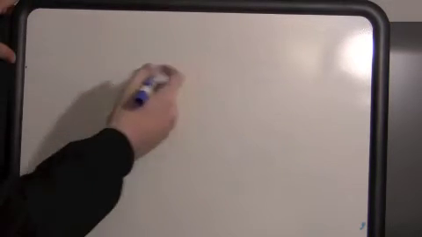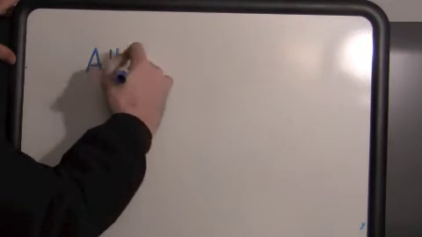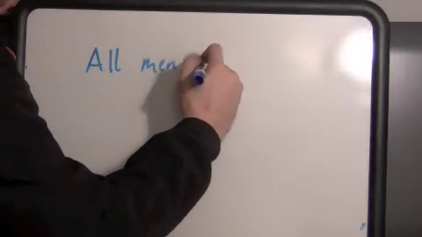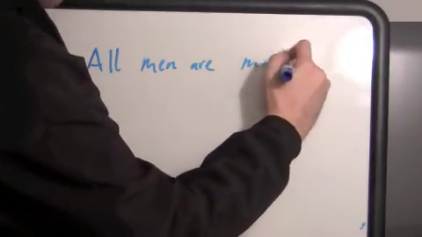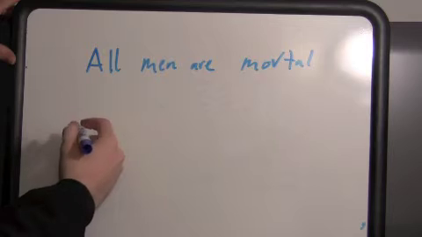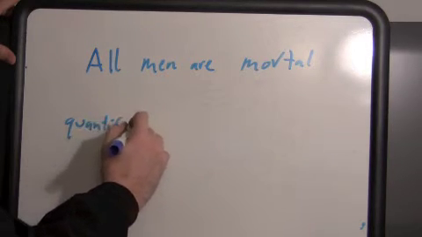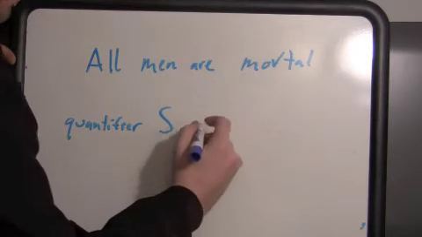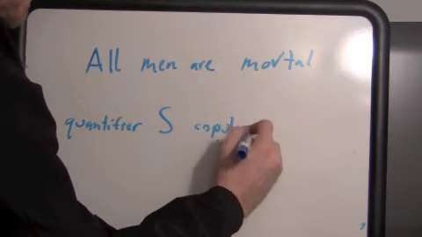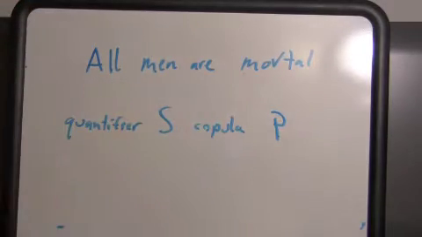Okay? Let's talk about what conversion is and how conversion works. Conversion is very simple, actually. Essentially, let's take a basic statement. Let's take all men are mortal. And we can represent this by saying that here we essentially have the quantifier, we have the subject, we have the copula, and we have the predicate. So we've combined all of our knowledge, right?